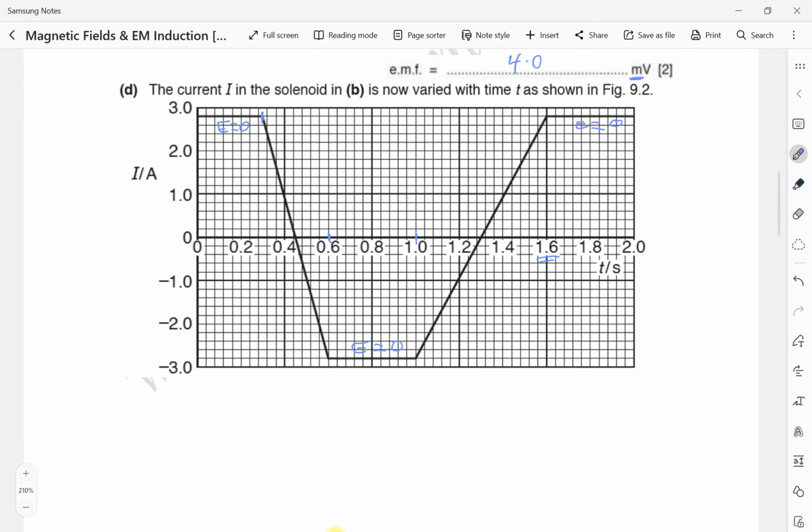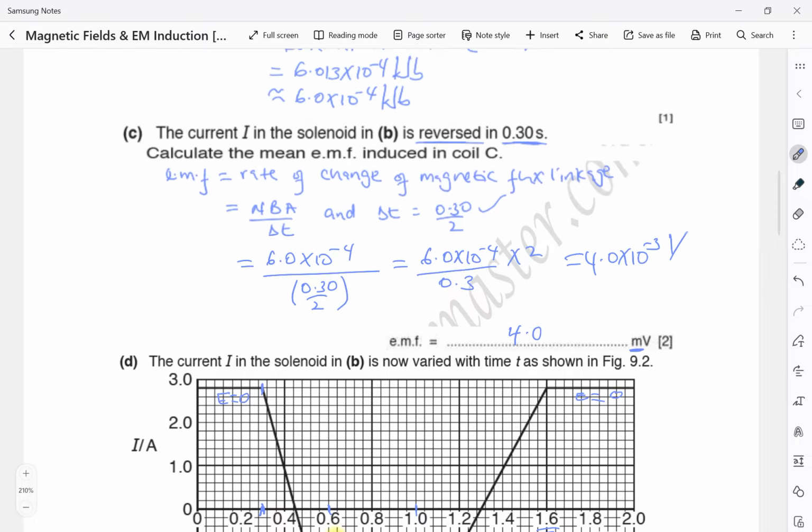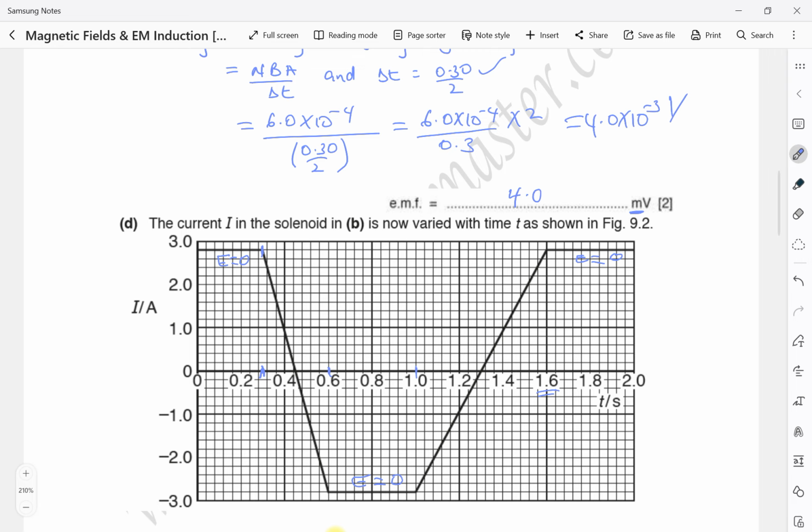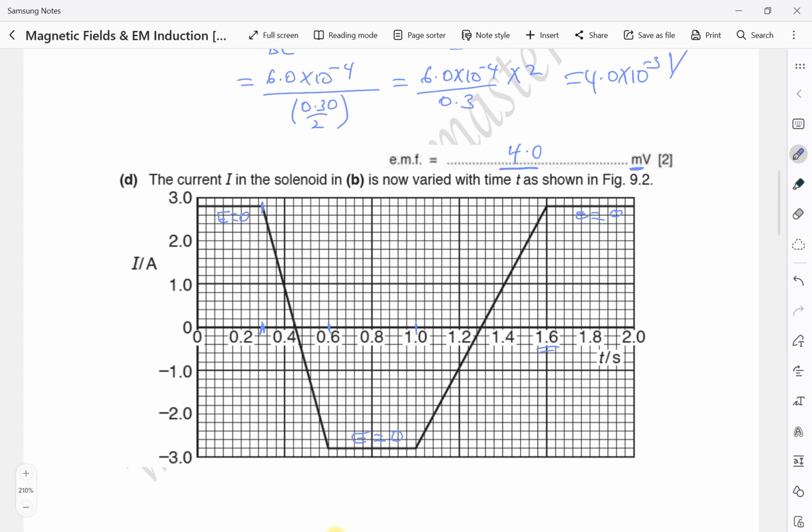Then between 0.3 here and 0.6, the current is reversed. The current I in the solenoid in B is reversed in 0.30 seconds. So the current is reversed in 0.3 seconds, and we have seen that the induced EMF corresponding to that is 4.0. So the current varied from 2.8 positive to negative 2.8 in that time. The induced EMF corresponding to that is 4.0 millivolts.